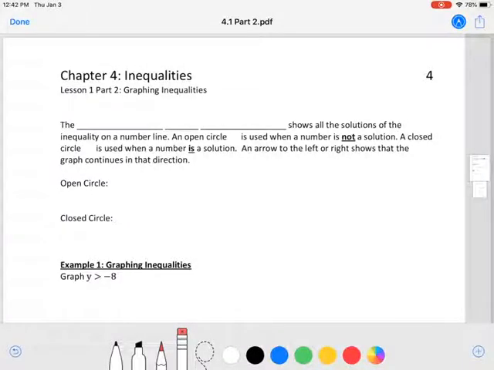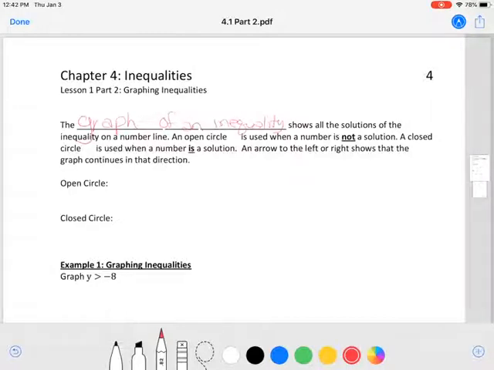All right, guys, so today we are going to be delving a little bit deeper into Chapter 4, our inequality chapter, and today we're going to be talking about graphing inequalities. So, the graph of an inequality shows all of the solutions of the inequality on a number line.